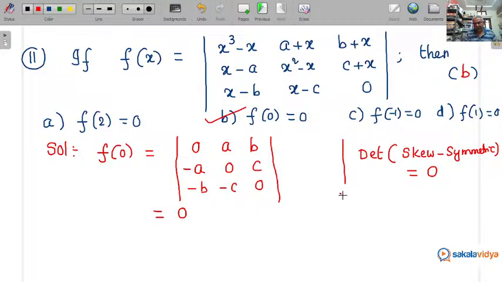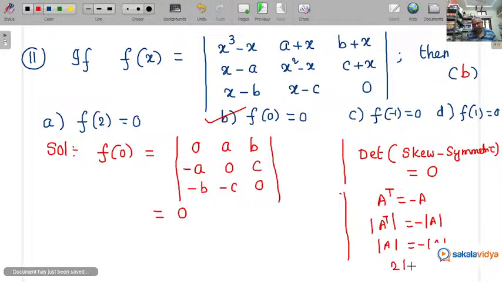I will explain why. A skew symmetric matrix means A transpose is equal to negative A. So, det of A transpose is det A only, which equals det of negative A, which is minus det A. So, 2 det A is equal to 0, obviously det A becomes 0. This is the concept. Therefore the determinant of a skew symmetric matrix is always 0. So that's why f of 0 is 0. So B is the right option.